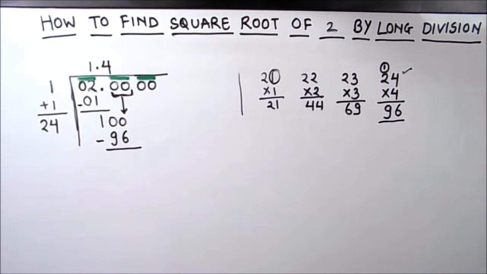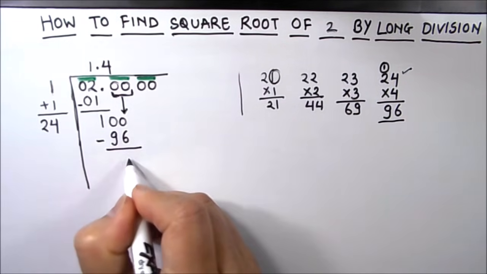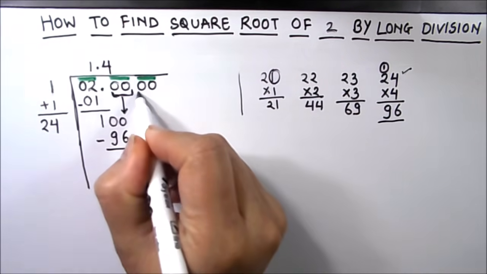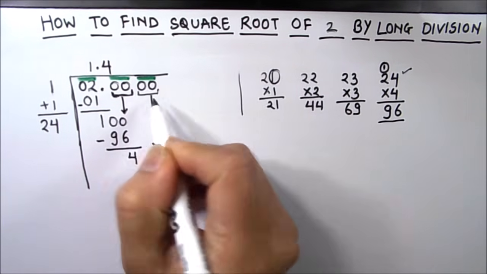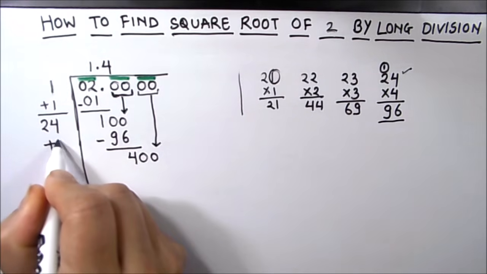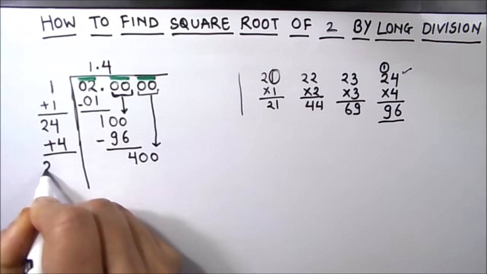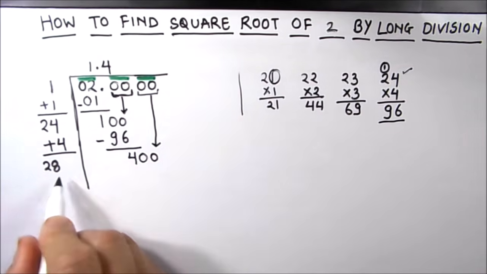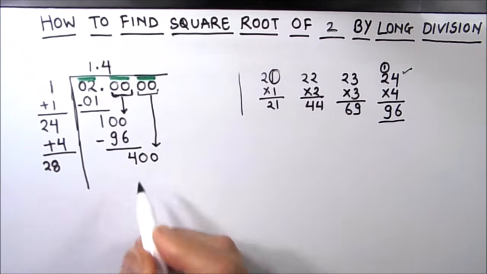We are going to subtract the two numbers. So 100 minus 96 is 4. The next step is the same. We have to drop down the next group. So our next group is 0 0. We are going to drop down 0 0 here. Our next divisor will be obtained by adding this same number, so this becomes 28. We have to annex a digit here whose product with the same number gives a value which is less than 400 or equal to 400.